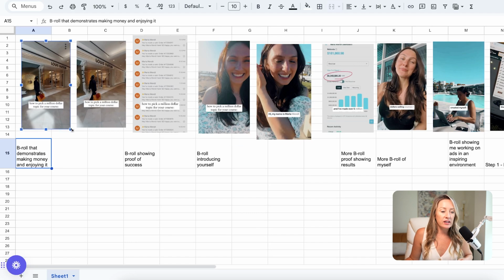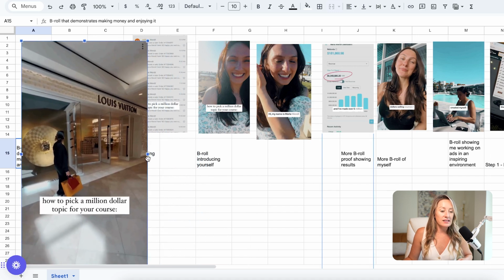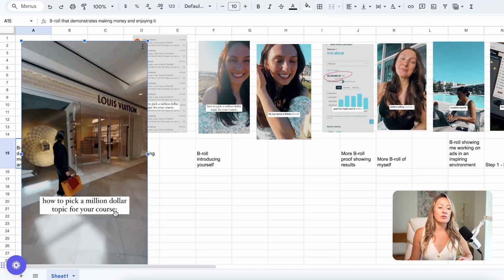So here, let's take a look at this. The hook. What is this hook? She says, how to pick a $1 million topic for your course. So that's the dream outcome, making $1 million from creating a course, right? She's not only saying that here, but she's also supporting it by showing what it looks like to maybe be a millionaire. I mean, Louis Vuitton is not that expensive, I guess, but it's showing success. And I think it's so funny. She has a Louis Vuitton bag, but she's walking into Louis Vuitton, so it makes no sense. But it doesn't matter because it shows what she's trying to show, which is success.